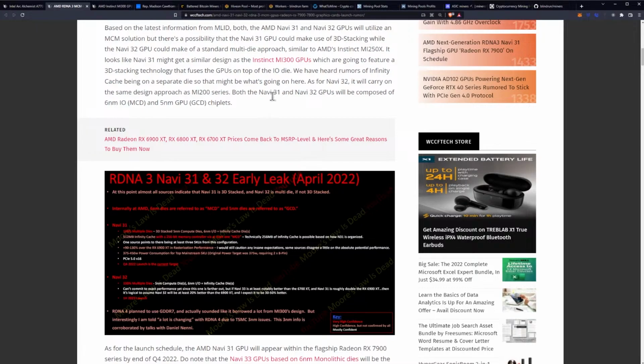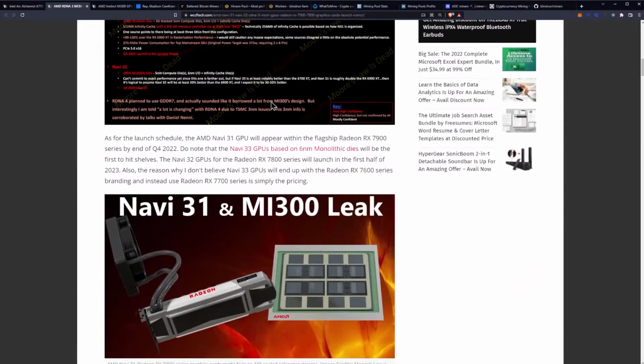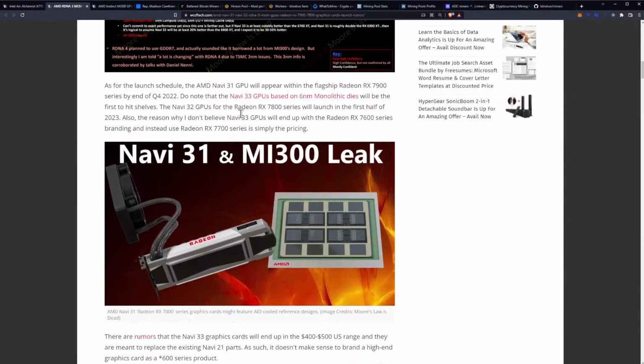Both the Navi 31 and 32 GPUs will be composed of 6-nanometer I/O and 5-nanometer GPU chiplets. That is the manufacturing process from TSMC. Remember, we talked about earlier this week that there is the potential for 4-nanometer. I think it's all but pretty much confirmed on the competitive Ada Lovelace launch that's coming out soon as well.